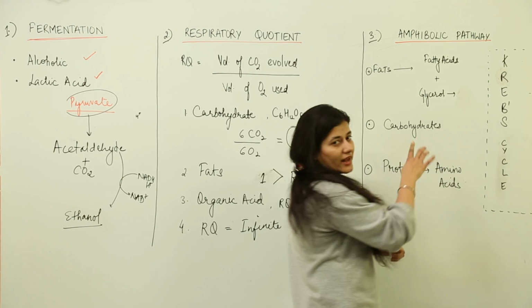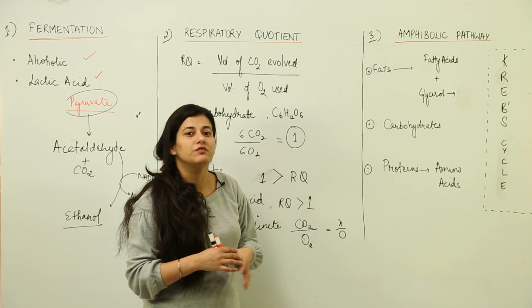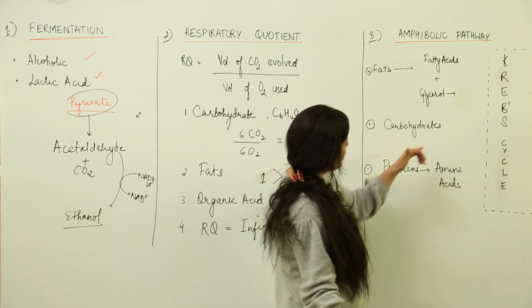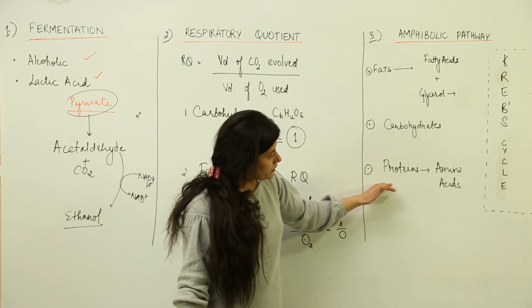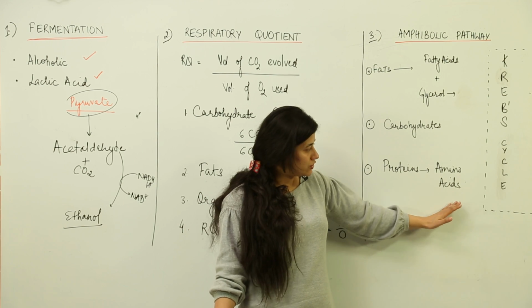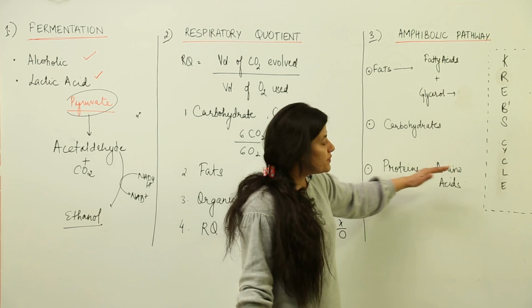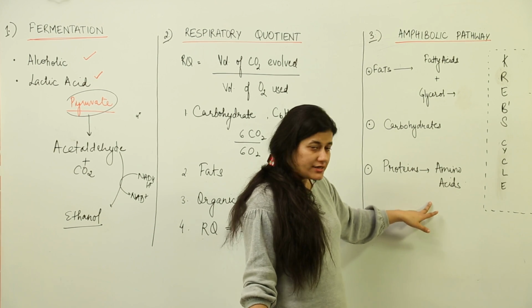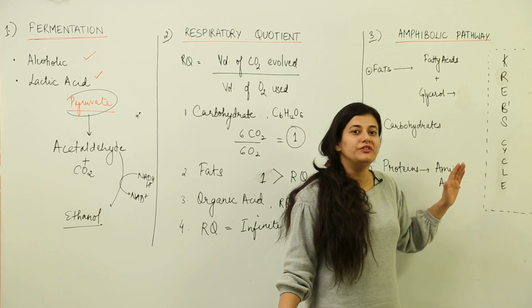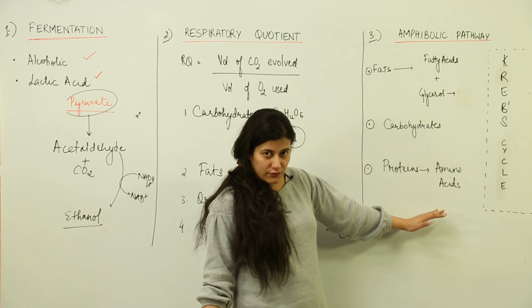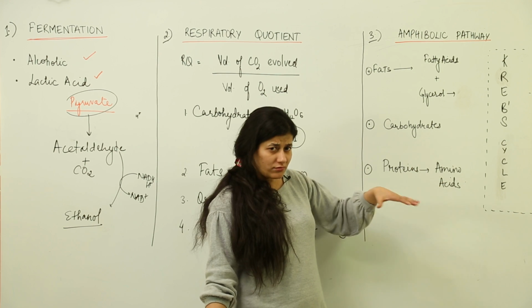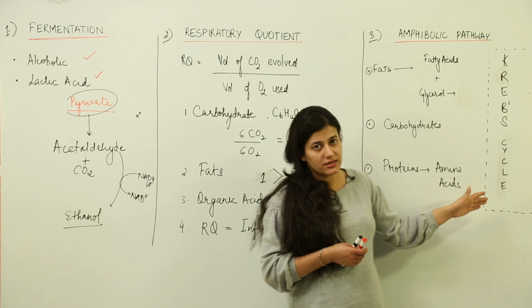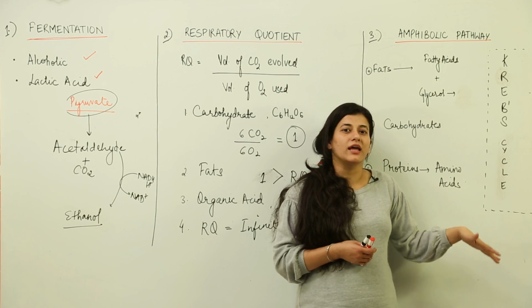Next is carbohydrates. That is the simplest one we study in aerobic respiration. We take the example of glucose. It enters glycolysis, then it enters the Krebs cycle. And the last one is proteins. Proteins break down to amino acids, again under the action of specific enzymes. These amino acids then get converted to pyruvic acid by the process of deamination, and once pyruvic acid is formed, it undergoes conversion by pyruvate dehydrogenase, and then it enters the Krebs cycle after becoming acetyl coenzyme A.